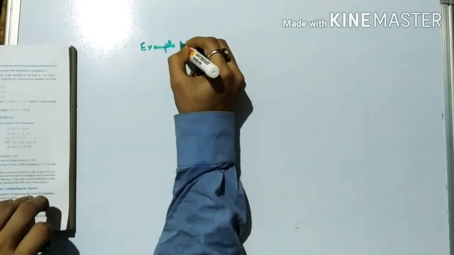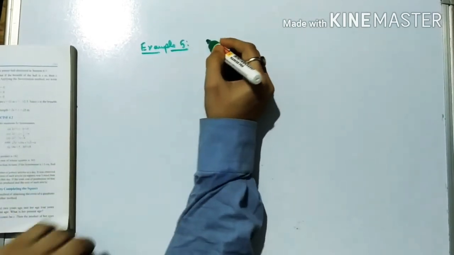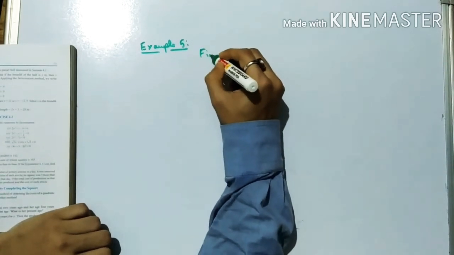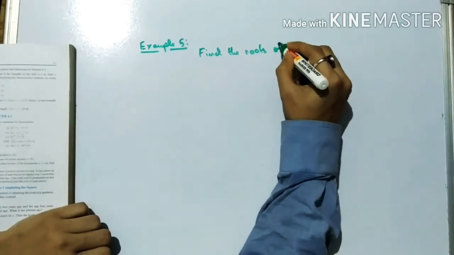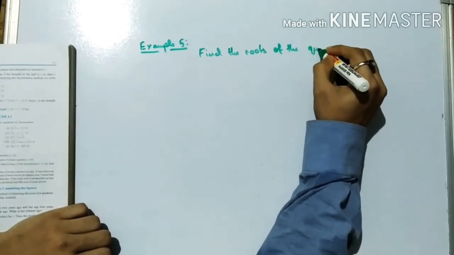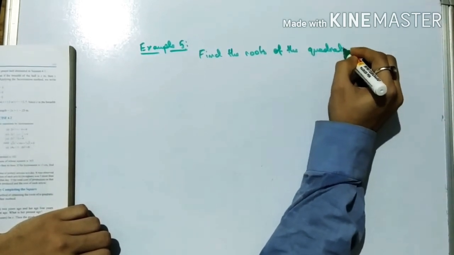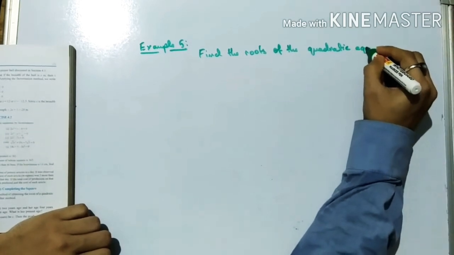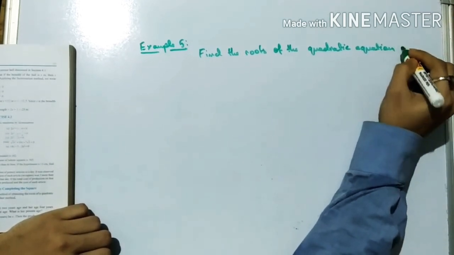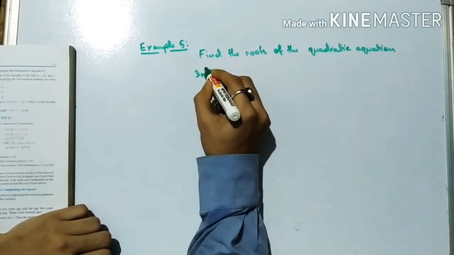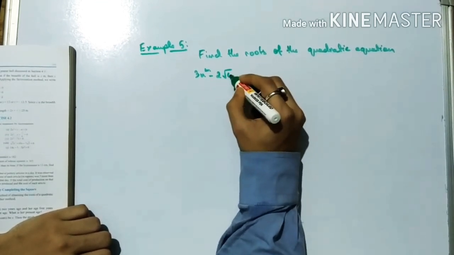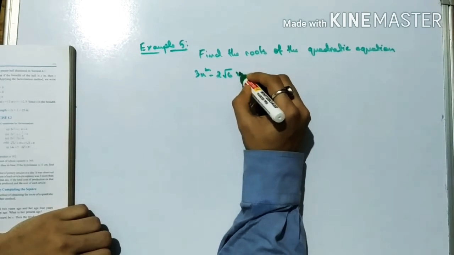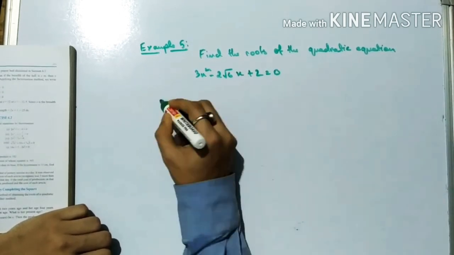Next you see example 5. Find the roots of the quadratic equation 3x² - 2√6x + 2 = 0.